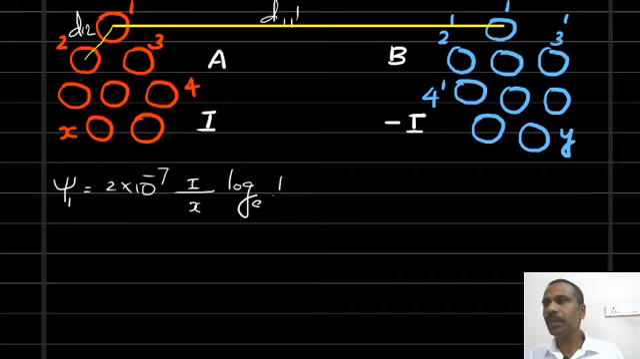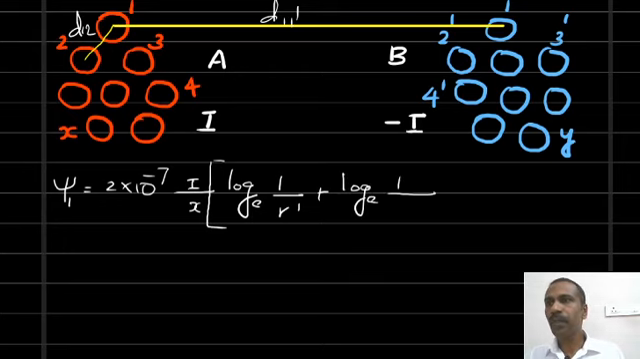Into log 1 by r dash, plus, what is the flux linkage from the second strand? Log e 1 by D12 plus etc. up to log 1 by D1X, because we have X number of strands in the conductor A.